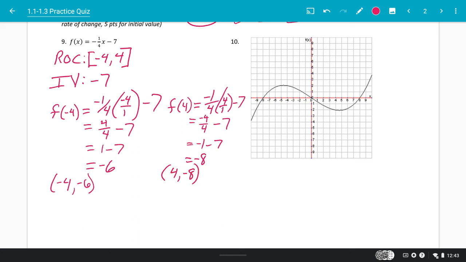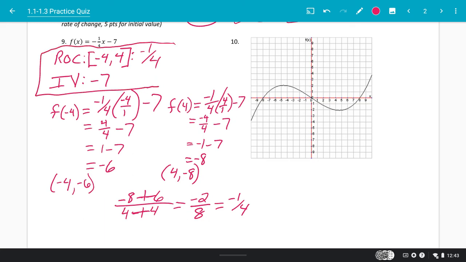Now I got to use the slope formula, which is -8 minus a -6 over 4 minus a -4. Minus a negative becomes plus. This becomes a -2 over 8, or a -1/4. So my rate of change from -4 to 4 is a -1/4. Cool? So here I have my rate of change and initial value.